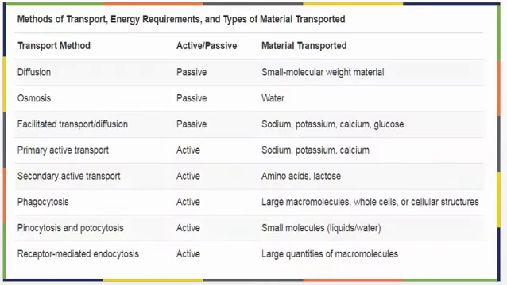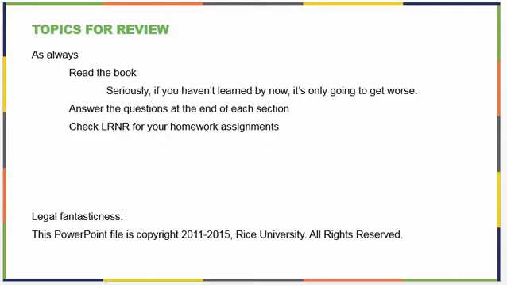Let's have one last overview of transport energy requirements and the types of materials that can be transported. This graph is a nice wrap-up of all of those methods covered in this chapter. It also ends the last section in your book. We'll end our video on the plasma membrane and transport into and out of cells.